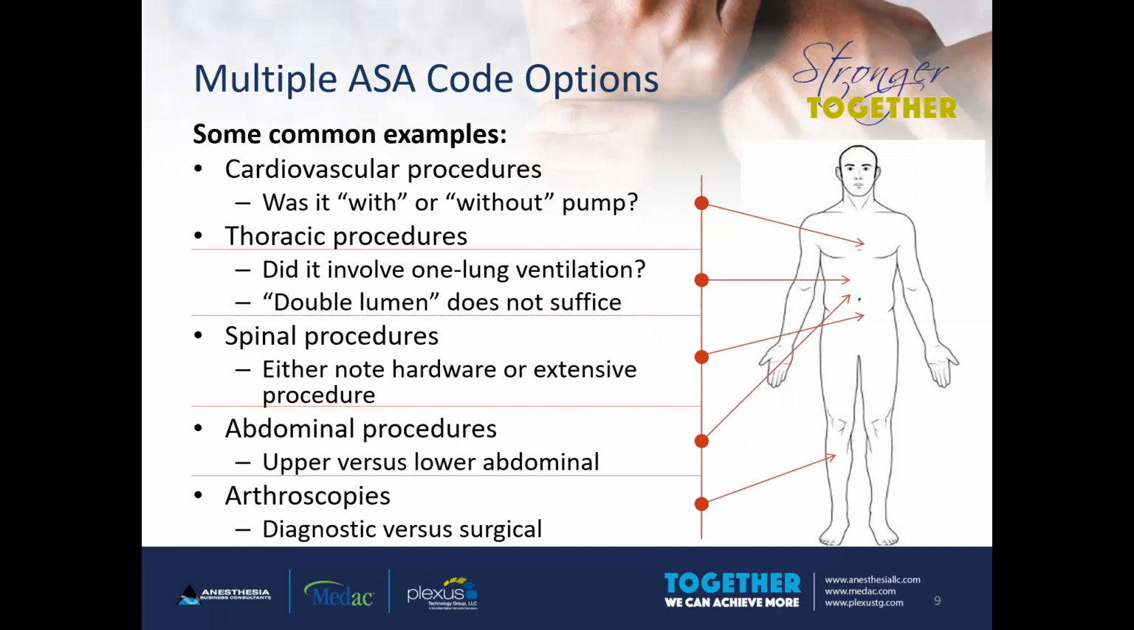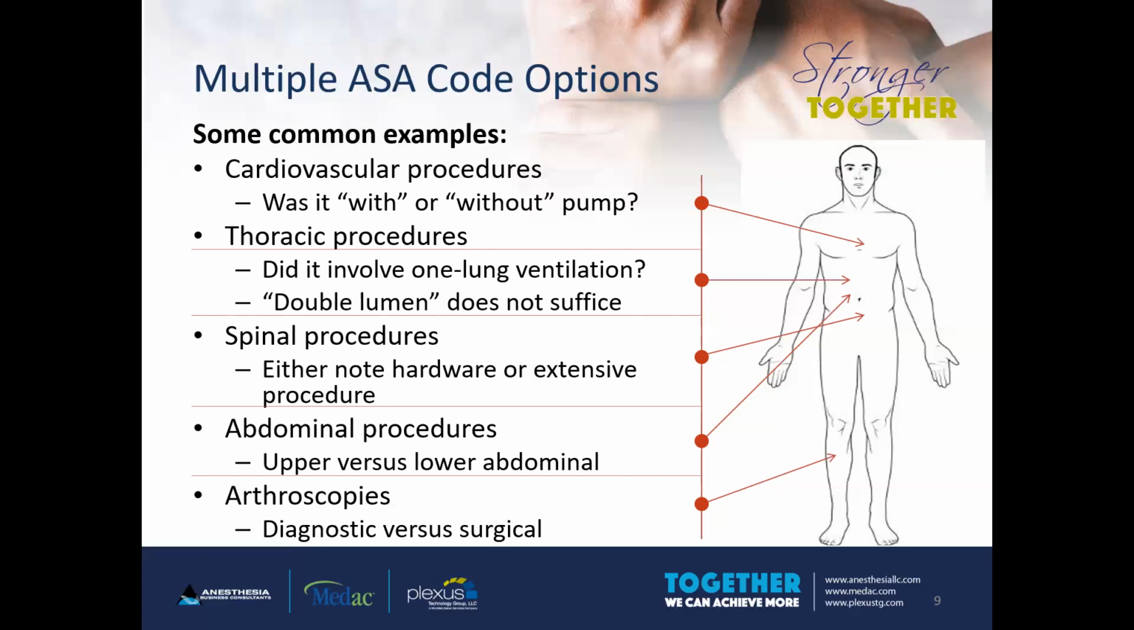If it's a thoracic case and involved one lung ventilation, that's actually going to get you a higher paying code. So you'll want to include the further descriptor in the procedure box of the record, one lung vent or OLV, something to give the coders a heads up that this is a higher paying code that we're talking about.